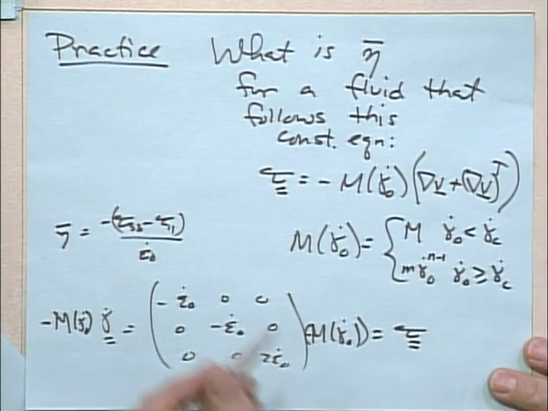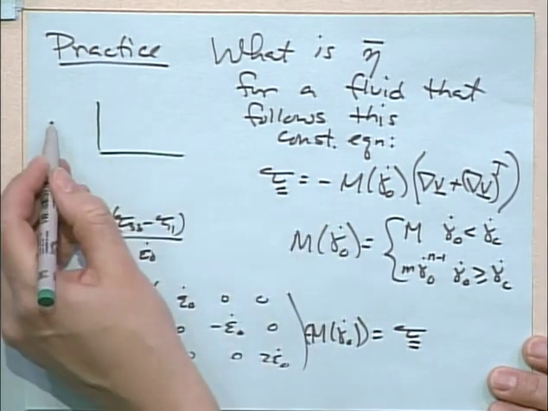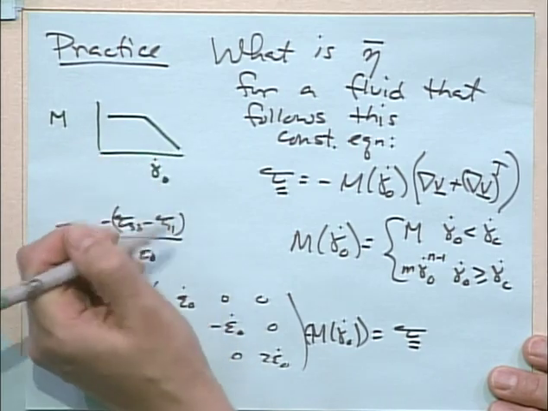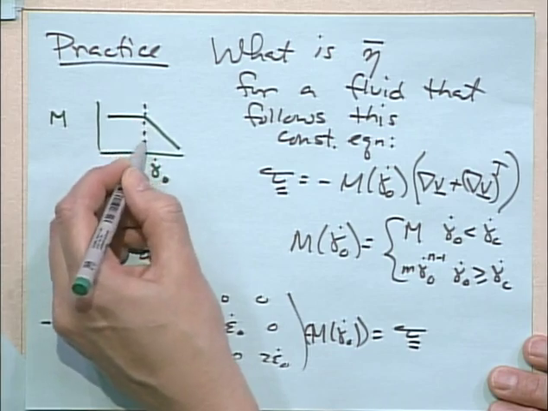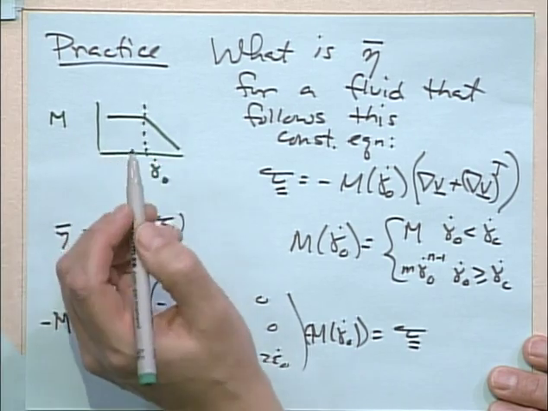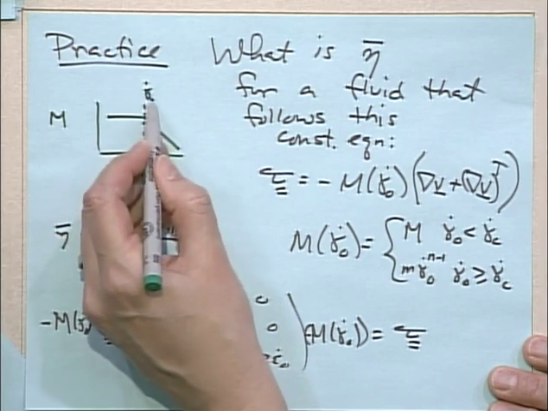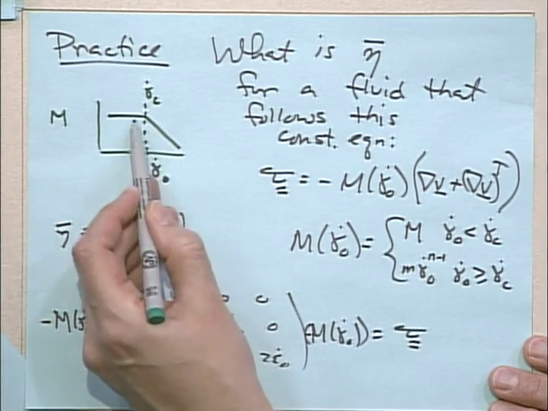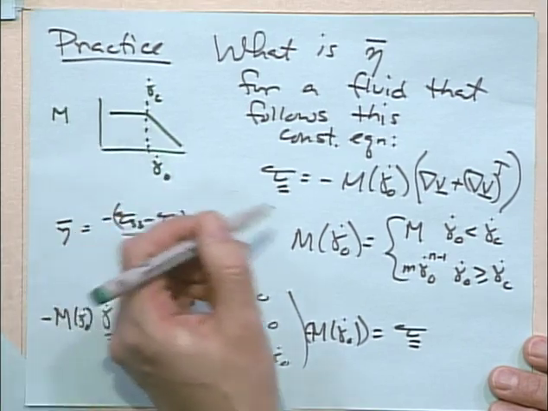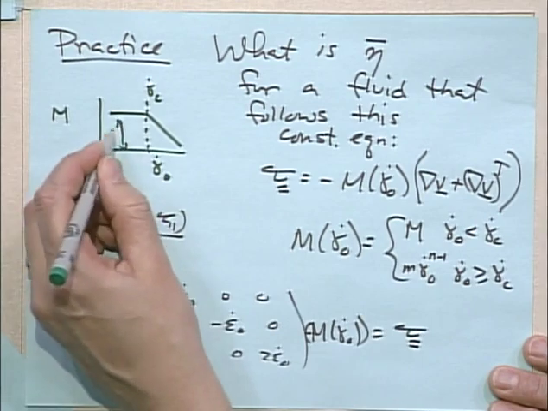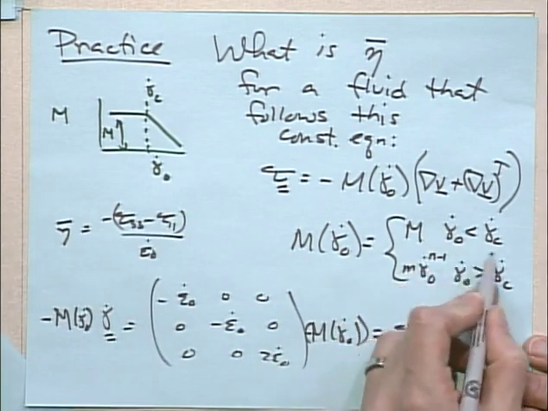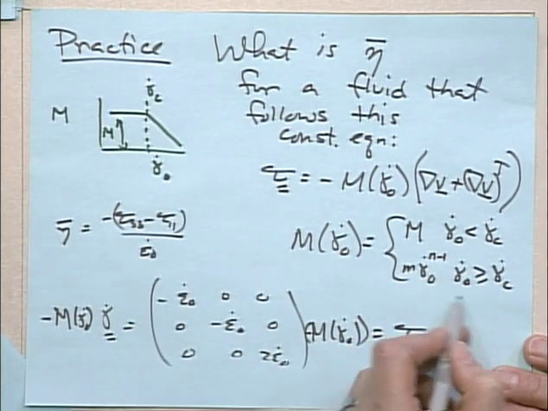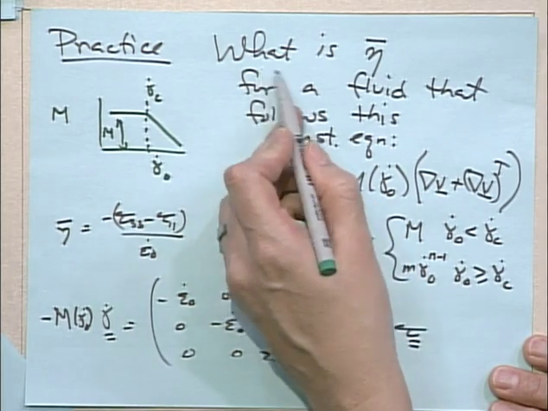This was the constitutive equation that when you plot this function m as a function of shear rate, we wanted to make it look like the viscosity function that we measure for real polymers. And there's some critical shear rate beyond which we see shear thinning, and below which we see a constant value. So we made up this function where it goes to the plateau m at low shear rates, but at high shear rates it becomes this shear thinning power law type model. So what is eta bar?